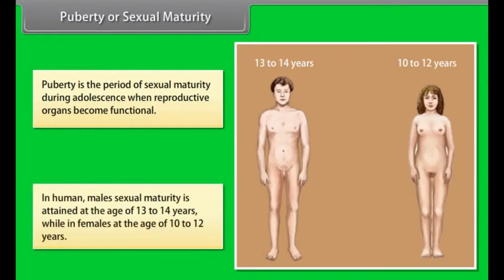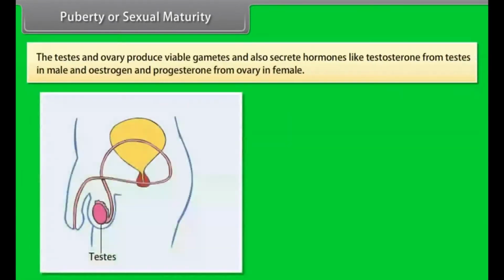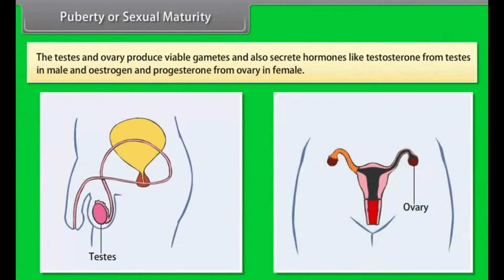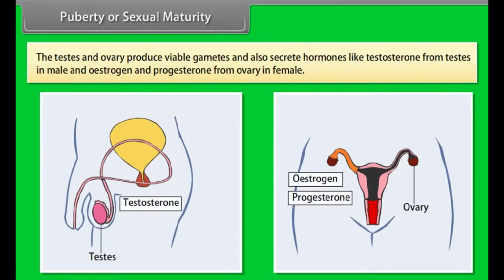In humans, male sexual maturity is attained at the age of 13 to 14 years, while in females, at the age of 10 to 12 years. The testes and ovaries produce viable gametes and also secrete hormones like testosterone from testes in male, and estrogen and progesterone from ovary in female.